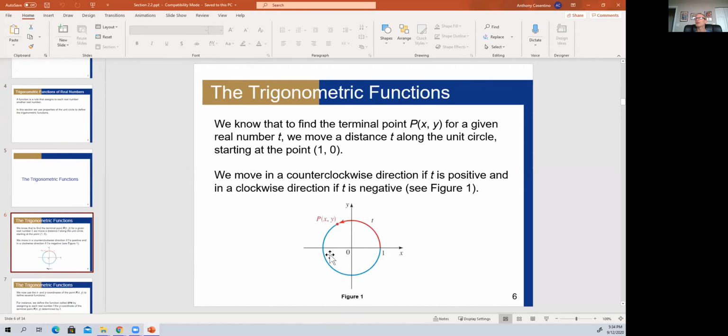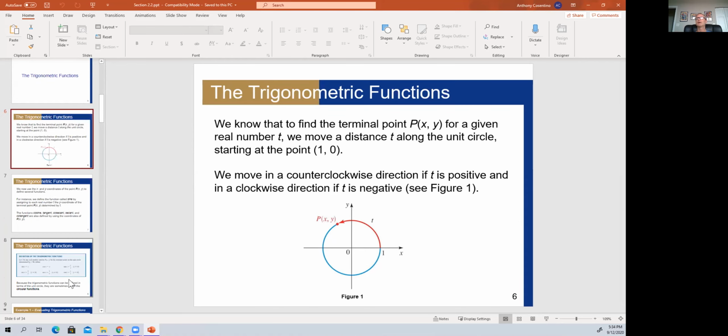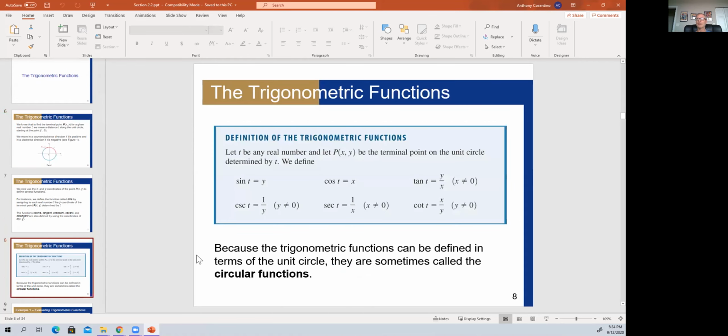And so the idea of moving clockwise and counterclockwise, which again, clockwise is negative, counterclockwise is positive. And by our definition, we are defining that the amount that you move on the unit circle, which is the angle, right? And they use that terminal point T, where the y value is sine, and the x value is cosine. And tangent is y over x. And the cosecant, secant, and cotangent are just the opposites.